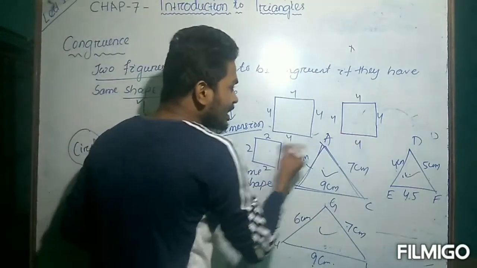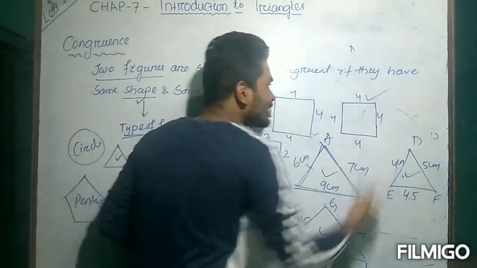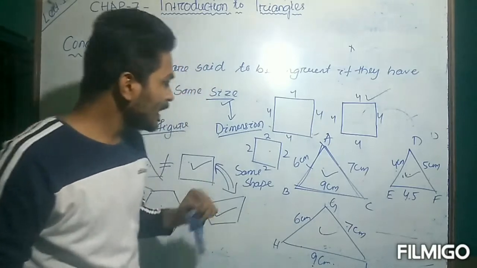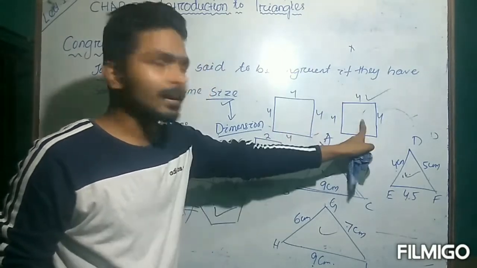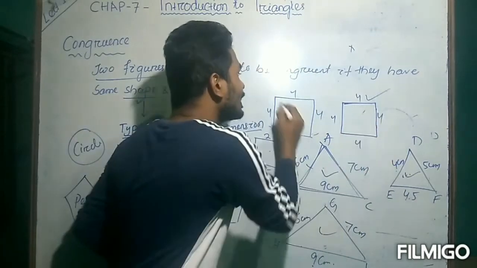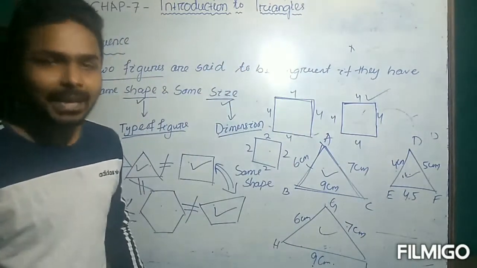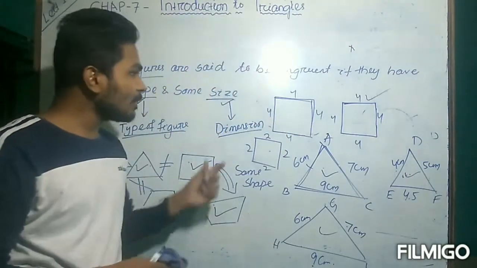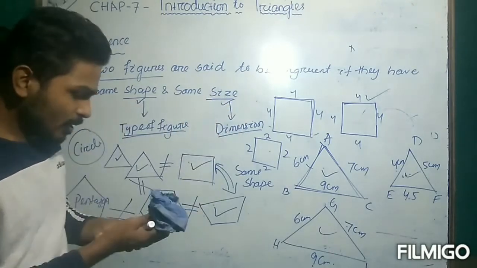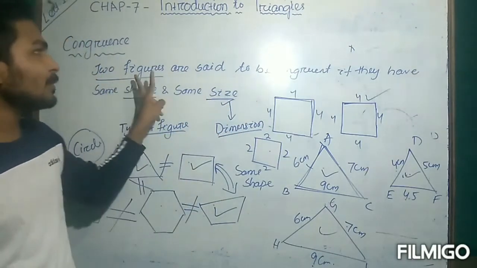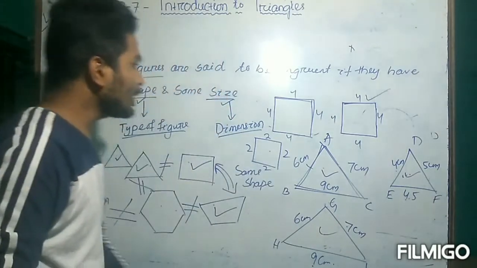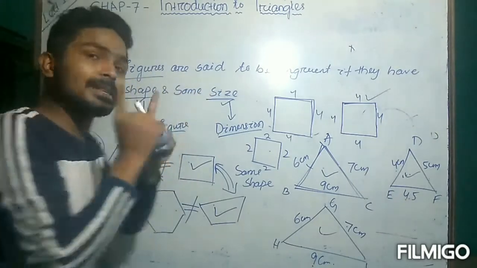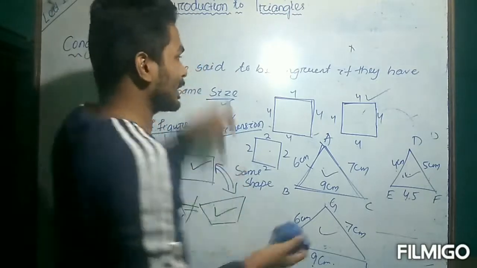Okay. So, if we compare these two figures, one has side 4, the other has side 2. So, they don't have same size. Similarly, if you compare these two figures, one has sides 4, 4, 4, 4, and the other also has sides 4, 4, 4, 4. Then these two figures will be of same size. Now we have cleared the idea about shape and size. So two figures are said to be congruent if they have same shape as well as same size. The two conditions must be satisfied in order to be congruent.